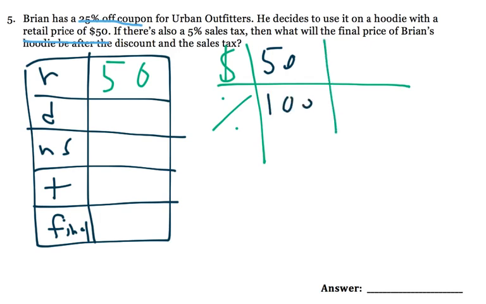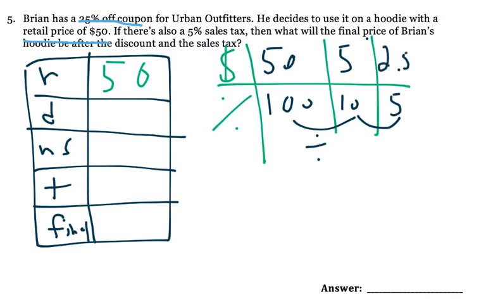We can divide by 10 to get to 10, and divide 50 by 10 to get to 5. And then we can divide 10 by 2 to get to 5, and then divide 5 by 2 to get to 2.5. Finally, we can multiply 5 by 5 to get our answer of 25, and then multiply 2.5 by 5 to get 12.5.